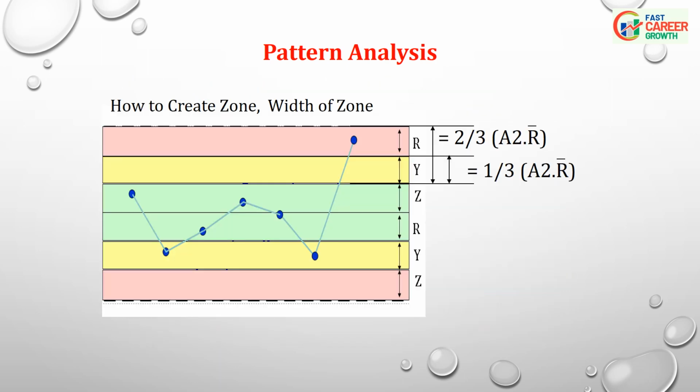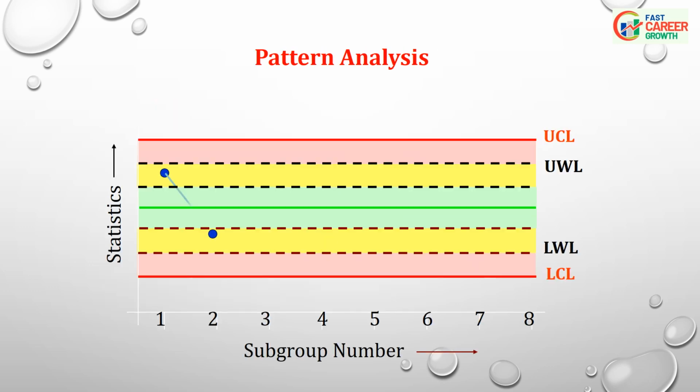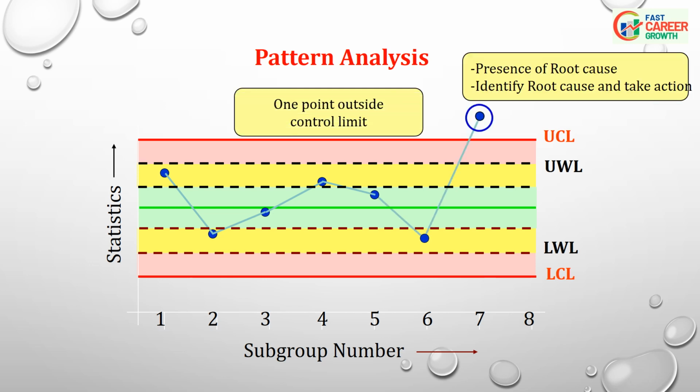First rule for pattern analysis. Rule 1: if one or more points are outside the control limit, then you can conclude that a special cause is present in the process. So to eliminate this special cause, identify the root cause and take action.